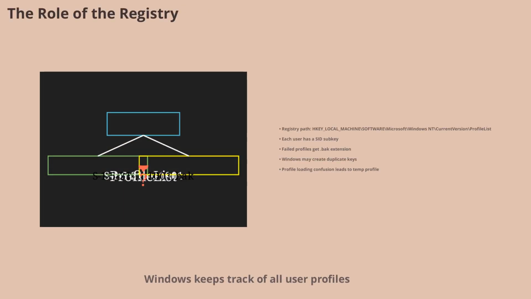Windows keeps track of all user profiles in the registry under a specific path: HKEY_LOCAL_MACHINE\SOFTWARE\Microsoft\Windows NT\CurrentVersion\ProfileList. Each user has a subkey named after their security identifier, or SID. If Windows can't load your profile, it may rename your SID key with a .bak extension and create a new one, leading to confusion about which profile to load.